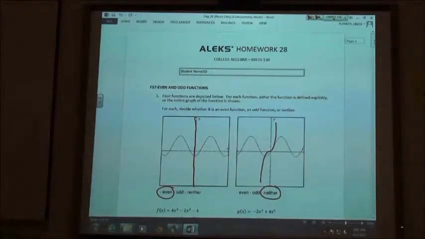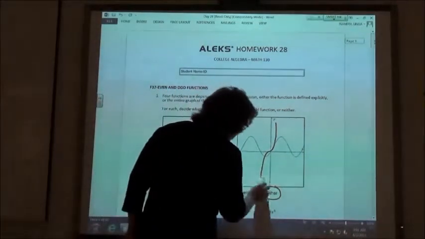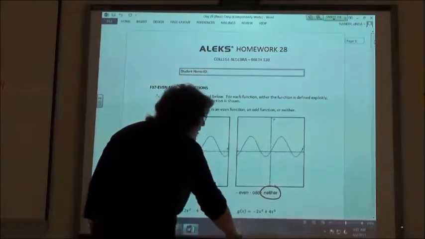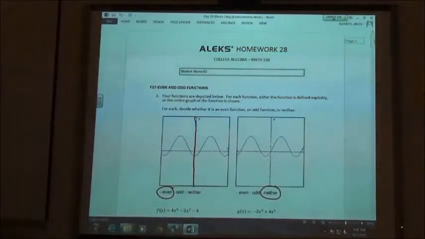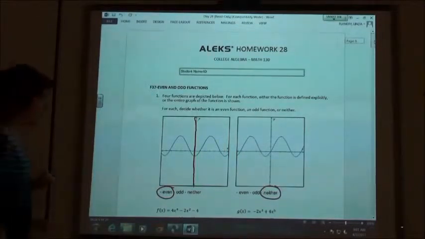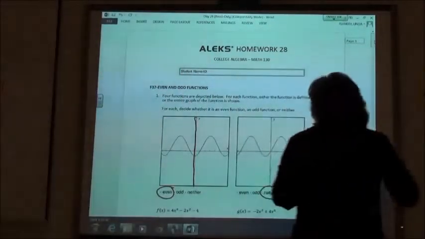So you don't need to draw that line in there. I was just giving you an example of what an odd one would look like. But an odd one is diagonally across from each other. That's what you want to think about when you look at the graph.